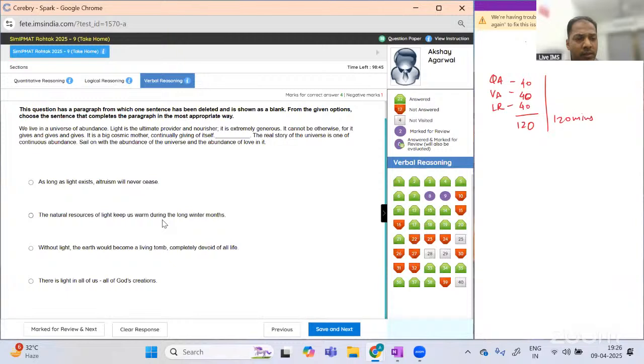As long as light exists, altruism will never cease. Without light, the world would become a living tomb completely devoid of all life. And then the real story, one of abundance, along with the abundance of the universe and the abundance of love in it.